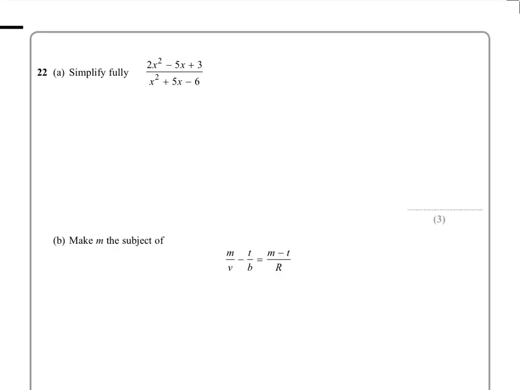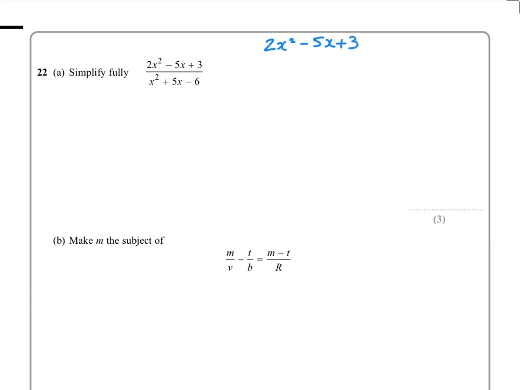So this is one of the quite difficult questions on the paper now. We've got to simplify fully this expression. Now some people start doing this, and they get answers like 2 and 3 is 5, take away 5 is 0, and then nothing there, 5, and so the answer must be 0. Well, come on, let's have a think about this, because we've got a fraction here and it's got a numerator 2x squared minus 5x plus 3.